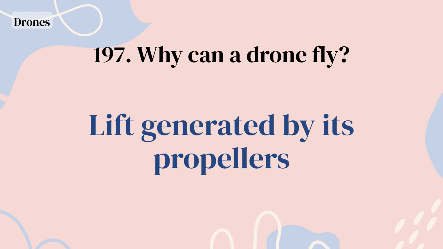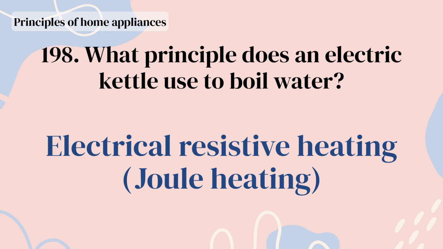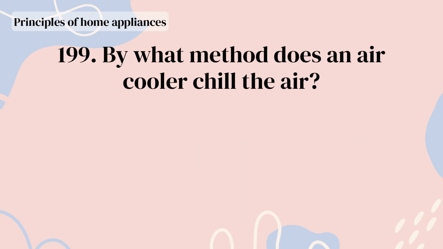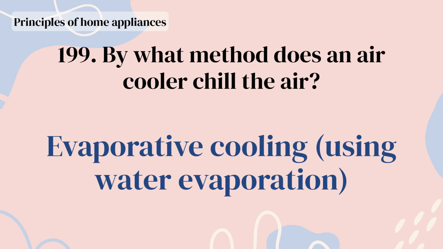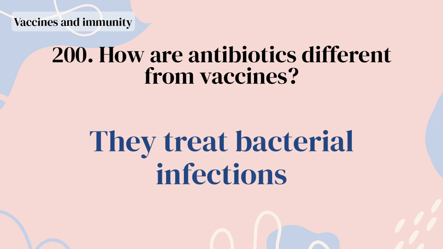Lift generated by its propellers. What principle does an electric kettle use to boil water? Electrical resistive heating, Joule heating. By what method does an air cooler chill the air? Evaporative cooling, using water evaporation. How are antibiotics different from vaccines? They treat bacterial infections.